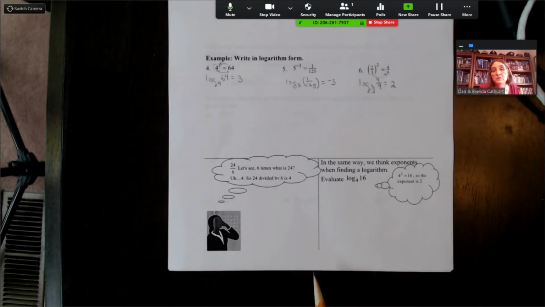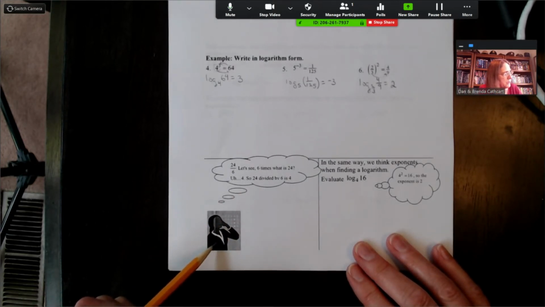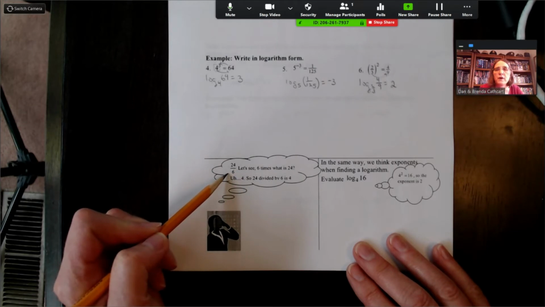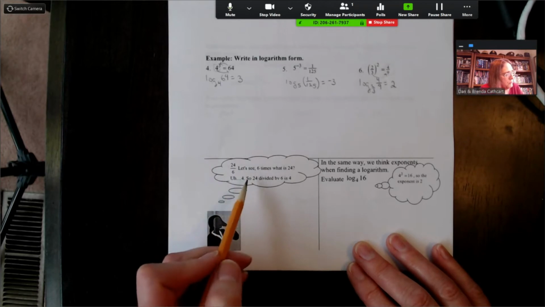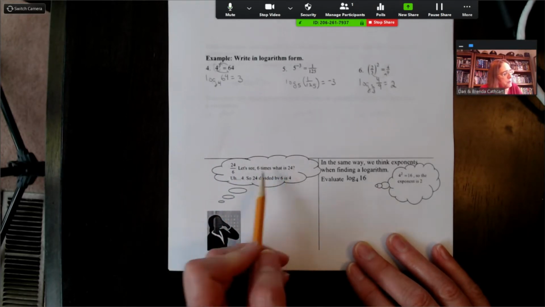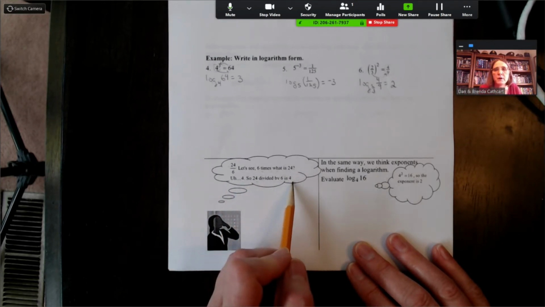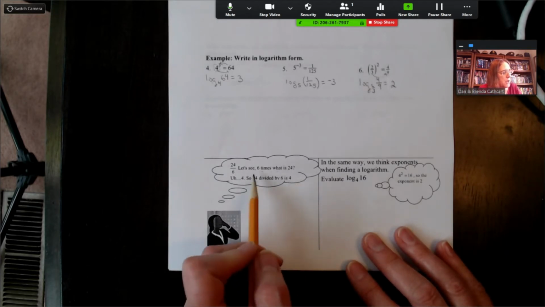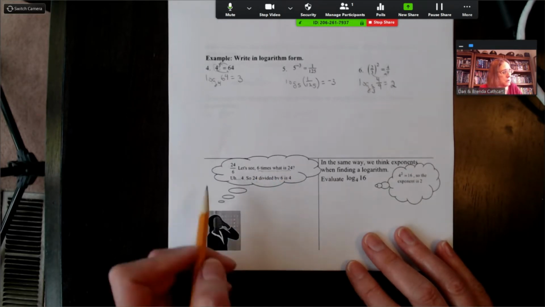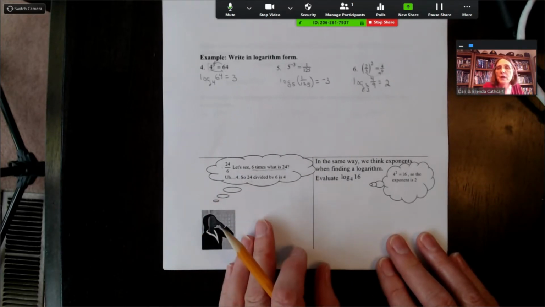Just like when we did division, we had to think about multiplication to answer those. Let's take a look at a little thought experiment here. If we want to do 24 divided by 6, our mind goes into multiplication. We would be thinking, let's see, 6 times what number is 24? And we'd go, oh, that has to be 4. So we conclude that 24 divided by 6 is 4. So I had to first think about multiplication in order to do division. In the same way, when we do logarithms, we have to think exponents.